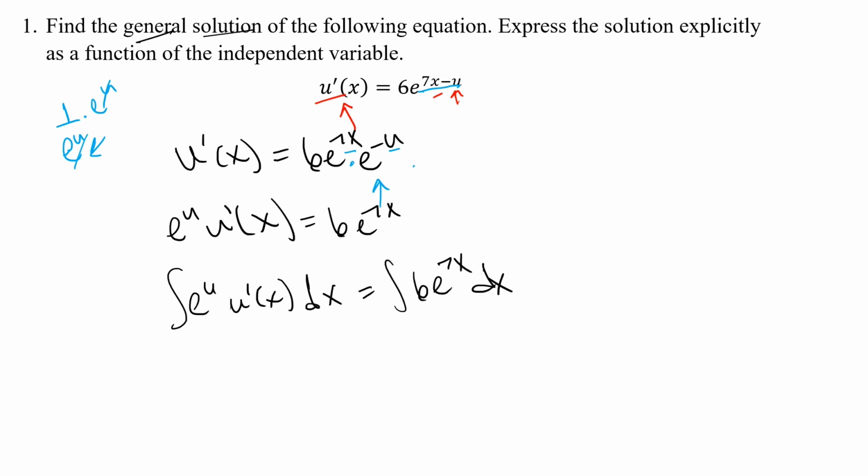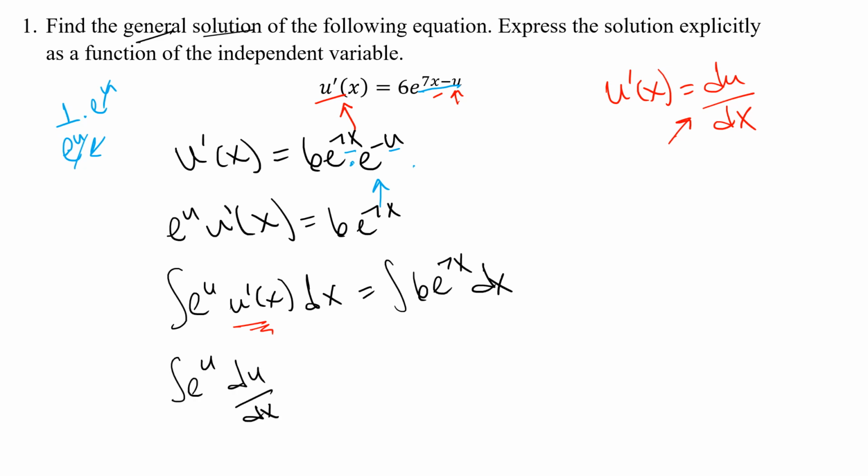So what should we do with this u prime? Well, u prime of x is the same thing as saying find the derivative of u with respect to the x variable. So we're going to simply rewrite this u prime of x as du/dx. Therefore, we have the integral of e to the u times du/dx, and we still have this dx here, so we're going to bring that down. And over here, we're just going to bring everything down. We haven't really done anything with this side yet.